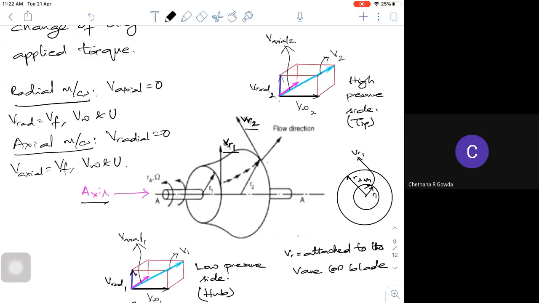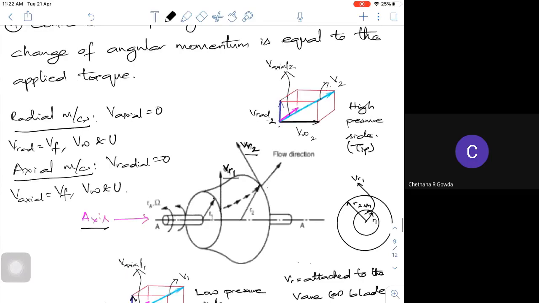So it will have three components: an axial component, a radial component, and a tangential component, which I call the whirl. Fine. Now, if I consider a radial flow machine, what will happen? My axial component of velocity will be 0, that means it is negligible. Then I am left with only the radial component, V radial, at inlet or exit, and another component, which is VW.